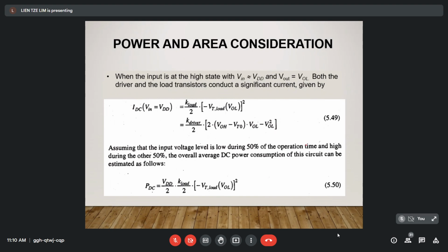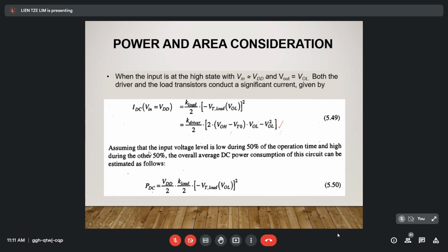Okay, so here you see that the drain current for the inverter is this one. This is the formula. So if we want to calculate the drain current for the depletion load NMOS inverter, this is the formula that we should use.